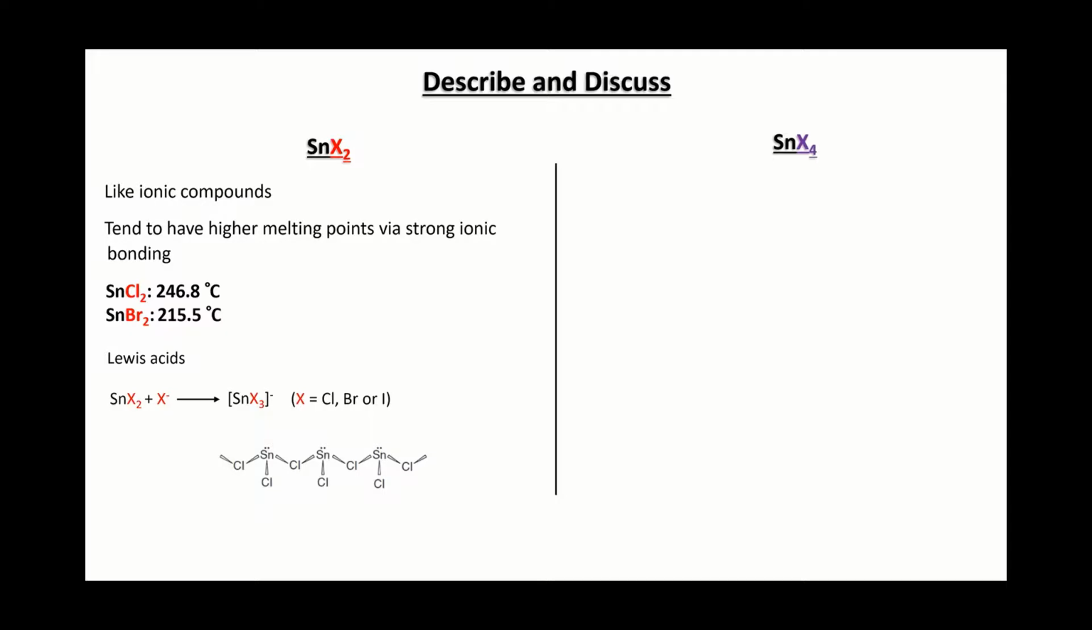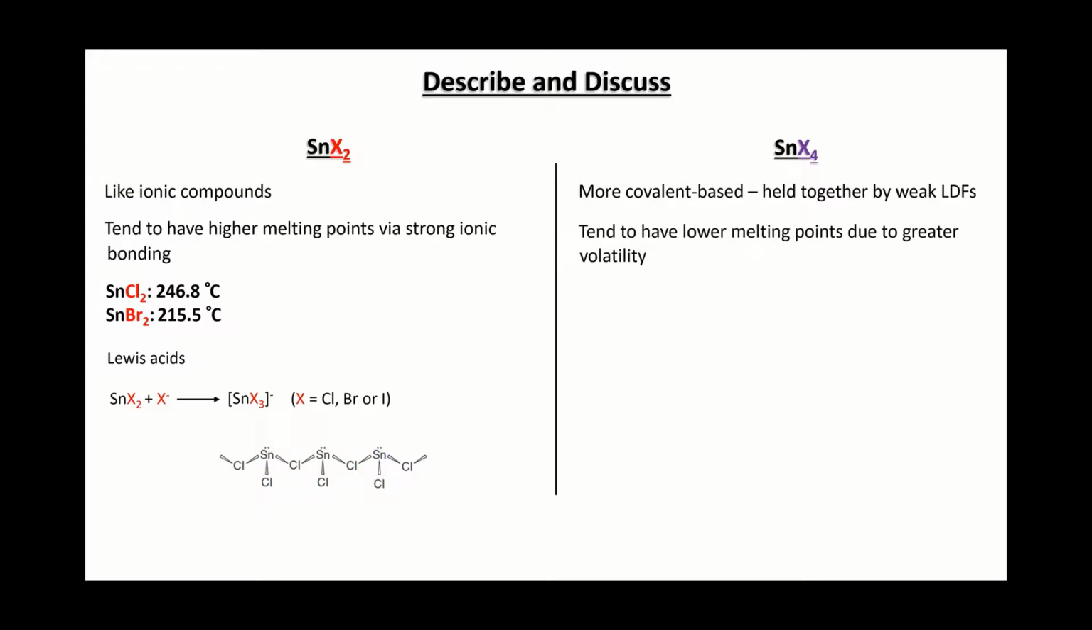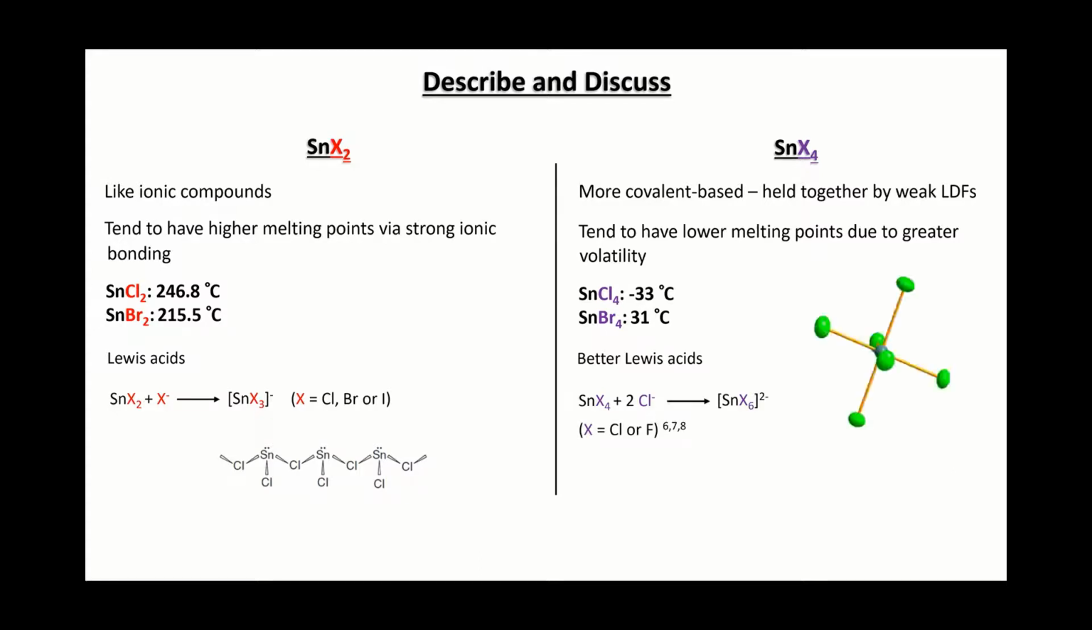Now, as the tin 4 halides go, these are more covalent based in light of their bonding, and are typically held together by weak London dispersion forces, and thus exhibit lower melting points due to their greater volatility. Taking the chloride and bromide compounds again, we see a drastic difference in their melting points because of this bonding difference. Although what we do see is that these compounds are actually much better Lewis acids than the tin 2 halides, and we see them coming together now with 2 of their respective halide ions for the chloride and fluoride compounds to create these anionic tin complexes, structurally defined as octahedra.